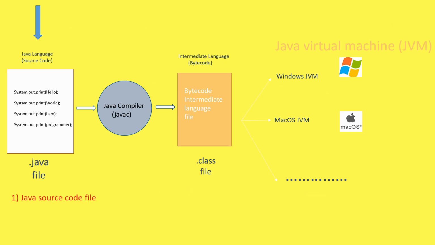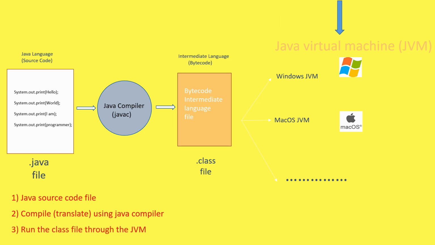First, we need a Java language source code file that contains instructions to the computer but written in the Java language and has the extension .java. Then compile that source code file, or say translate the Java language in that file, using the Java compiler. And the output is another file with extension .class and written now in the intermediate language, bytecode. Then run that bytecode or class file through the Java Virtual Machine or JVM and you get the output.